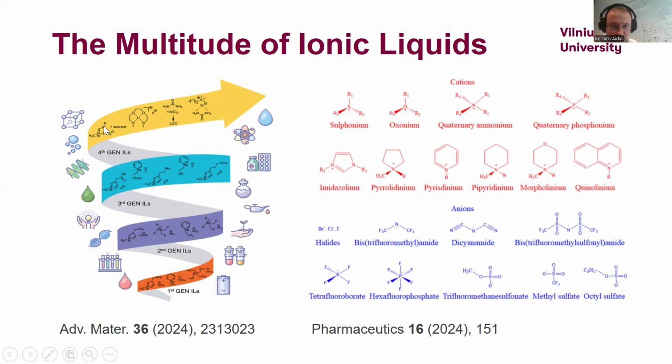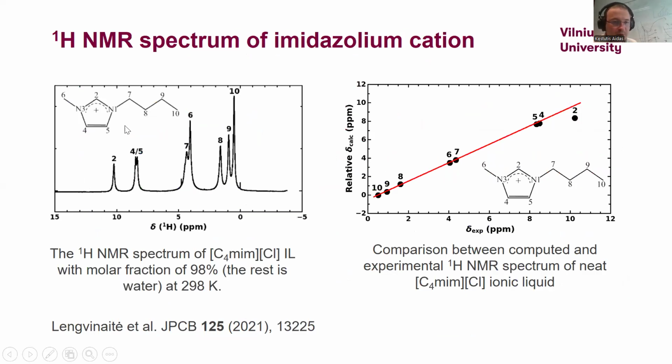Here on the left, you can see again the most popular imidazolium cation, which is normally used for synthesizing ionic liquids, the 1-butyl-3-methyl imidazolium cation. And here you can see a very typical NMR spectrum, the proton NMR spectrum of this imidazolium cation. No matter which anion you use to form the ionic liquid, this NMR spectrum of the imidazolium cation will look basically the same.